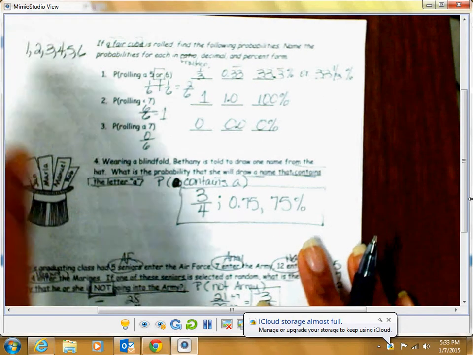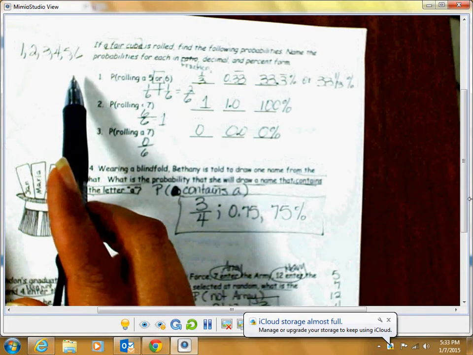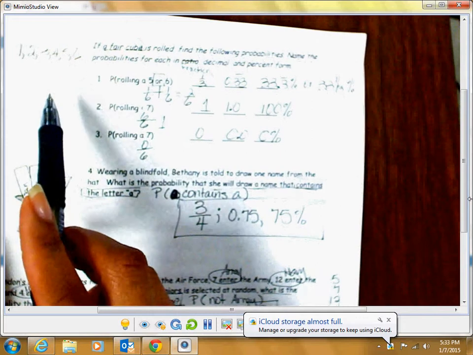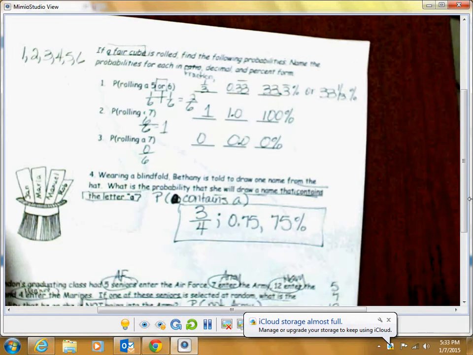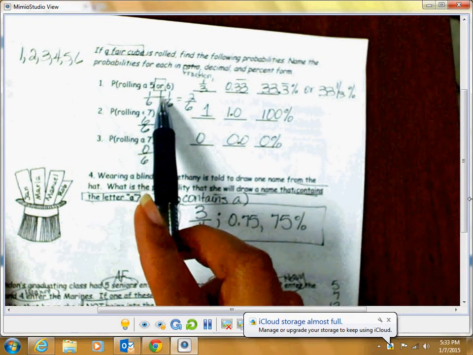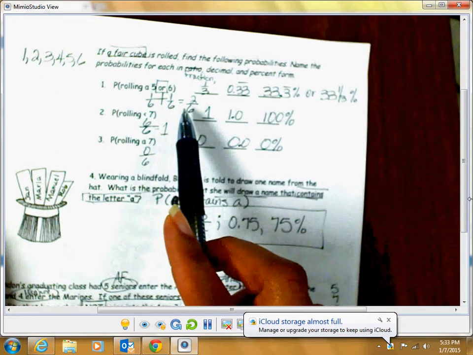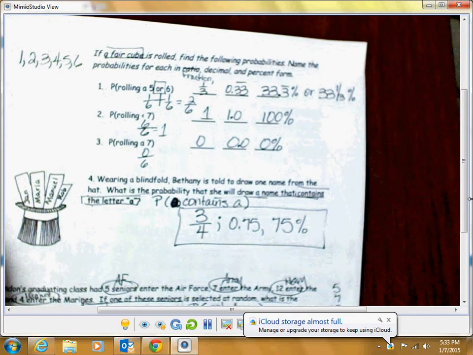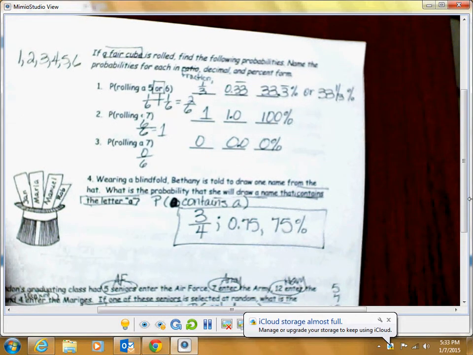Okay, so the probability of rolling a 5, there's only 1 five right here. So that's 1 out of 6. And since I want the probability of rolling a 6 also, there's only 1 six out of the 6 numbers. So the word or means we're going to add. So you do 1/6 plus 1/6, which gives you 2/6. That simplifies to 1/3. And then you write the fraction, the decimal, and the percent.